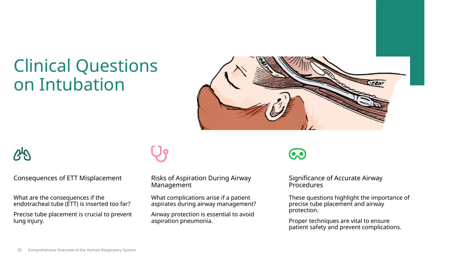Now, let's consider some clinical questions related to intubation. These questions are designed to emphasize the importance of accurate airway procedures. Proper technique and correct tube placement are not just procedural steps, they are fundamental to patient safety. They help prevent complications like aspiration and lung injury, and ultimately ensure better outcomes for our patients. Throughout this presentation, we've seen that understanding these risks and the importance of precision in airway management is key. It ties into the bigger picture of providing safe, effective respiratory care.